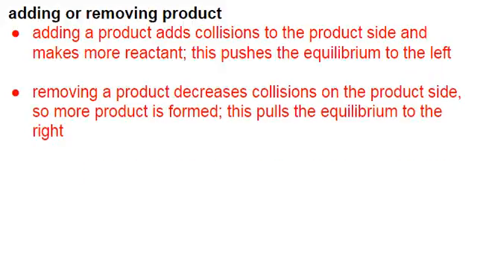So then product is very similar. If you add product, you add collisions to the product side, and you end up making more reactant, or you push the equilibrium to the left to the reactant side. But when you remove a product, you decrease the collisions on the product side, so you end up with the reactants colliding more and forming product to replace that product that was removed, and it pulls the equilibrium to the right.